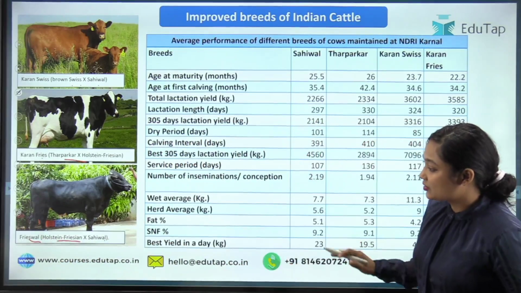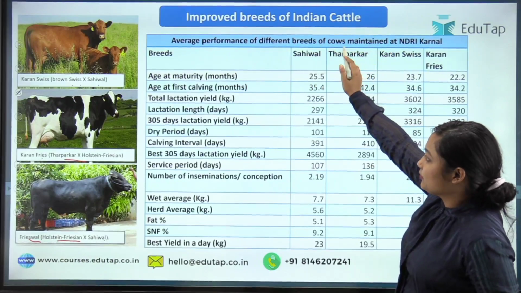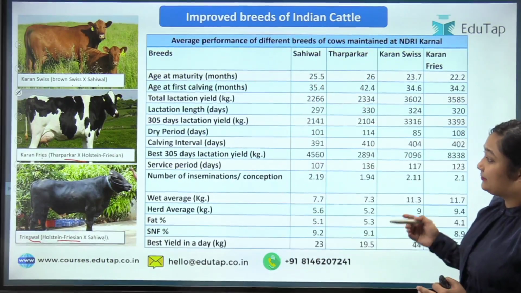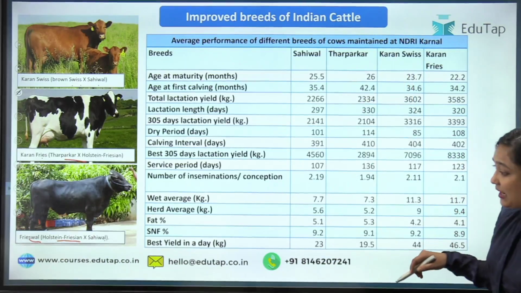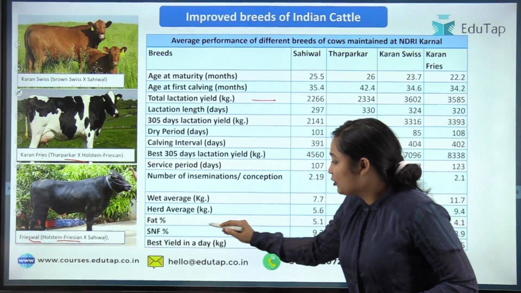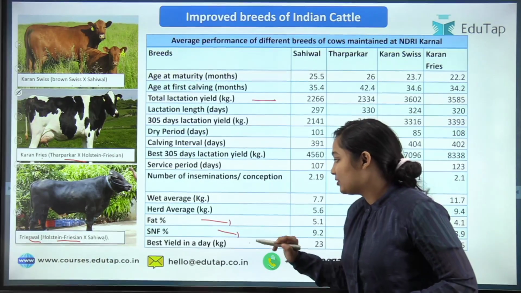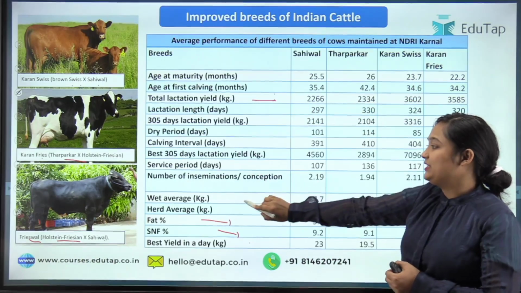So these are the crosses, Friesian. Okay, so improved breed Indian cattle you can see. So what you have to remember here: for your examination this whole table is given. First of all, go for the total lactation, then go for the fat percent and SNF. That will be enough for your NABARD examination if you can remember these three.